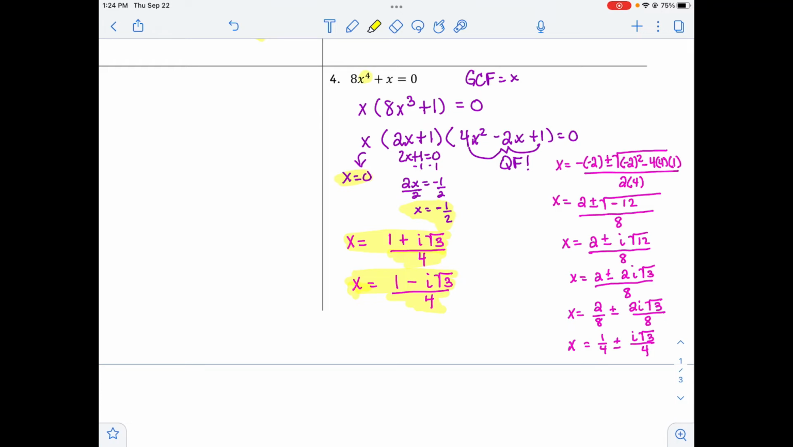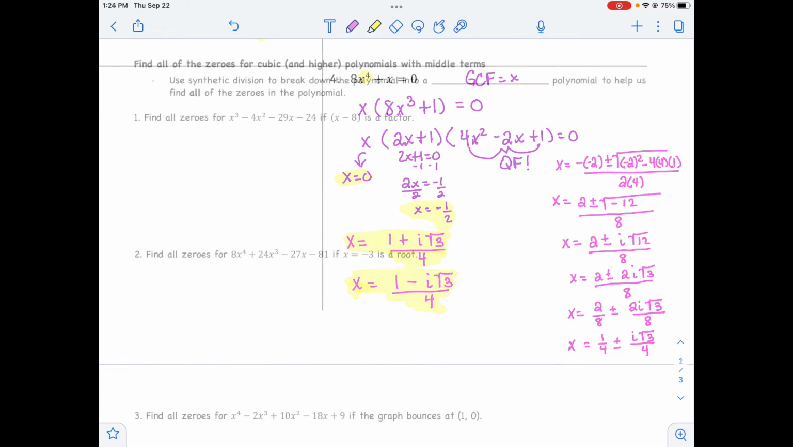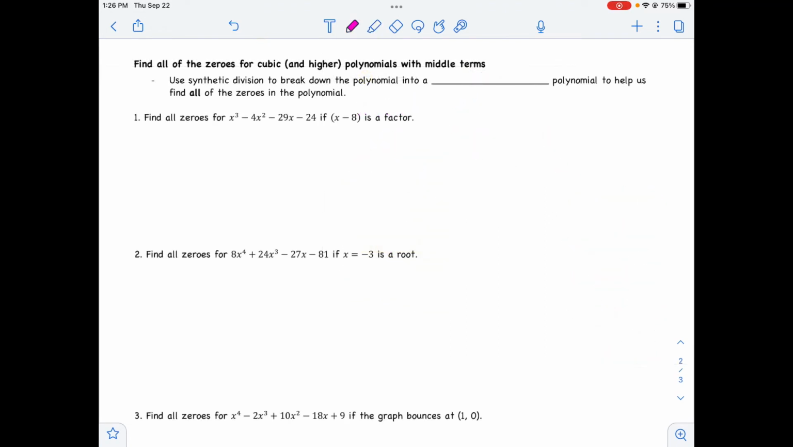All right, we're going to move on to using some synthetic division to help us get some polynomials to quadratic polynomials. So we're going to look at finding all the zeros for cubic and higher polynomials with middle terms. We're going to use synthetic division to break down the polynomial into a quadratic polynomial to help us find all of the zeros in the polynomial.